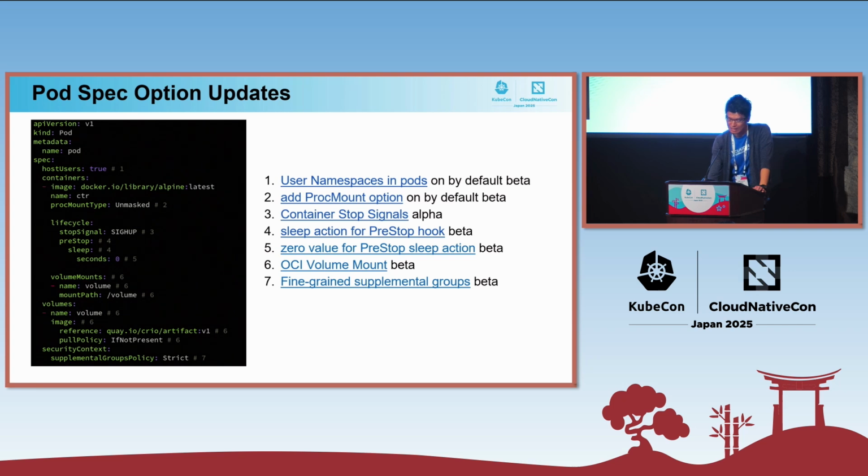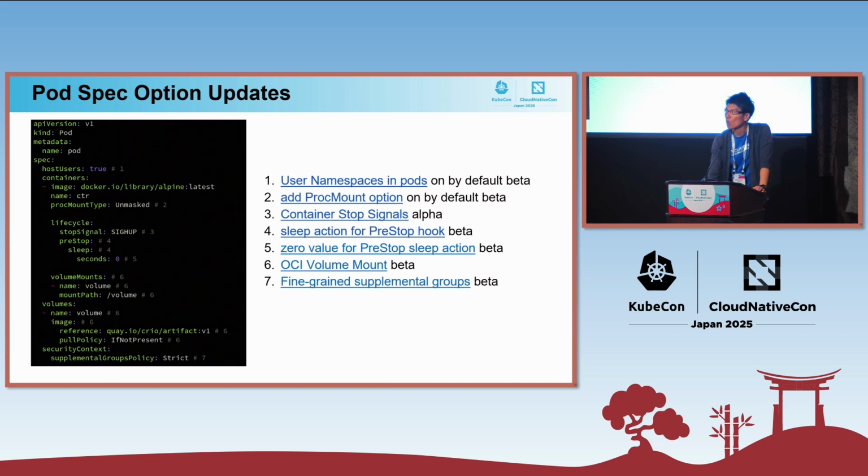Number three, the stop signal feature was added as alpha. You can customize a signal to stop a container. This feature also requires implementation on the runtime side. As far as I remember, it is already implemented in CRI-O. Number 4 and 5, sleep action for the preStop hook is an easy way to give a pod time to complete ongoing work when the pod is deleted. Now you can set 0 here if necessary for special use cases.